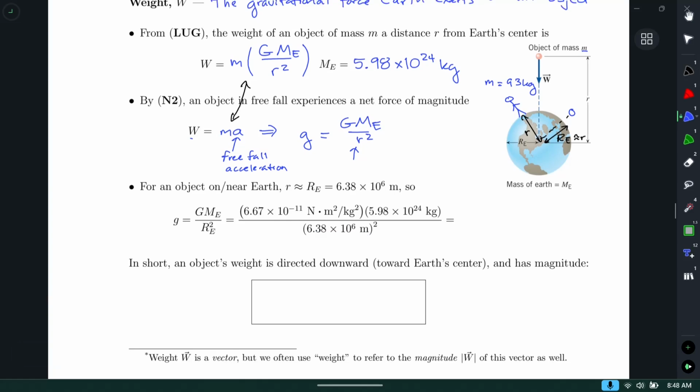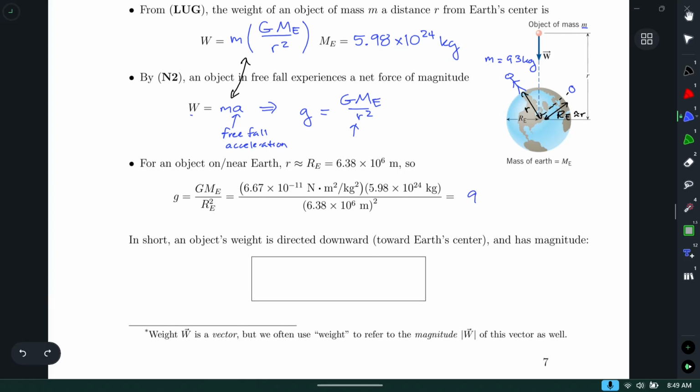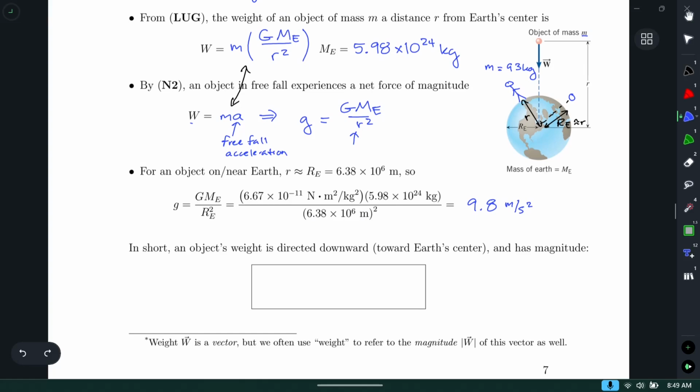I want someone to calculate this number for me and tell me what you get. Be very careful with your exponents. 9.799. Yeah, let's call that an even 9.8 meters per second per second. That's where it comes from. So for things near Earth, the acceleration is nearly constant because this number in the denominator is whatever Earth's radius is plus your height above Earth. That's basically Earth's radius. And we see that it depends on the mass of the Earth and its radius.